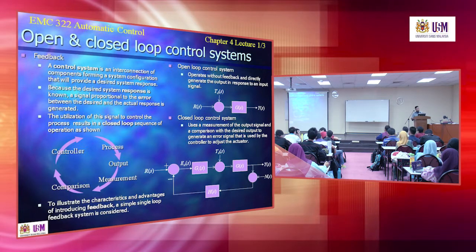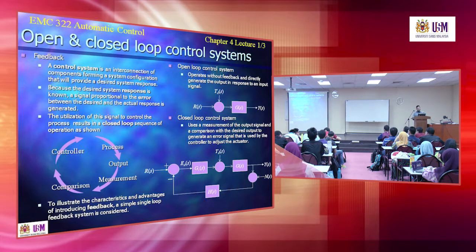So to illustrate the characteristics and advantages of introducing feedback, a single loop feedback system is considered. Of course, in chapter 1, we talked that a control system can have multiple inputs, multiple outputs, and it can have multiple loops as well, or multi-variables. The only thing, to make it easier to understand, we need to look at the simple system first. We just look at a single loop feedback system, where it has only one output that we are controlling.